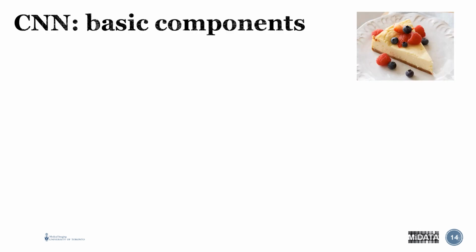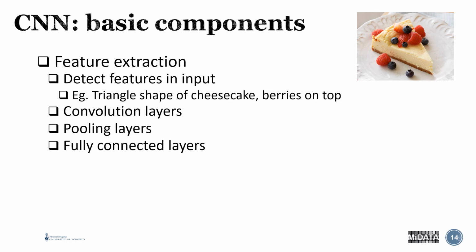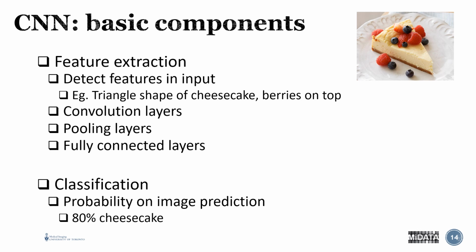Now, this form of machine learning is mostly used for image and video recognition, as well as natural language processing. So what are the basic components of the CNN? Well, the first thing you have to start with is your input and the feature extraction from your image. With this, we can detect features in the input. For example, our input is a triangle shape of cheesecake with berries on top. Your next layers are going to be convolution layers, followed by pooling layers, and then fully connected layers. This is just overall.